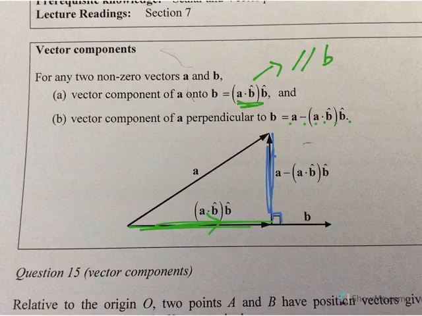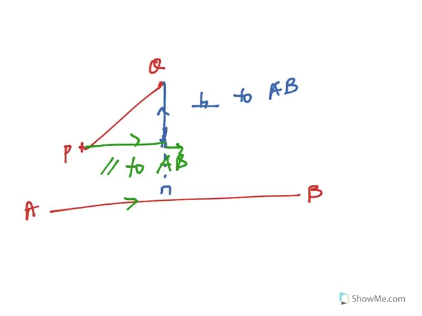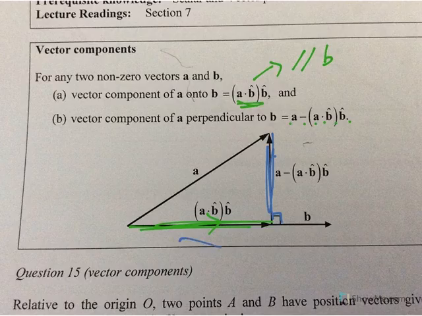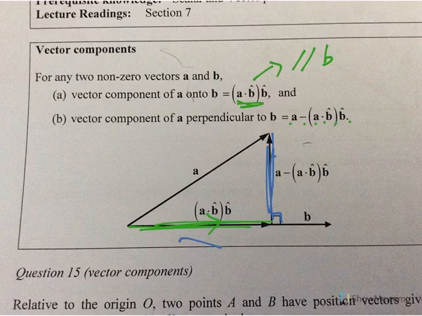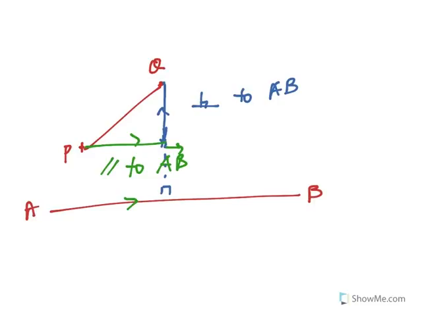So what we're actually going to do is use this formula for our question. The green vector over here is parallel to AB, and the blue vector is perpendicular to AB. We're going to use this formula, A dot B hat, to find the parallel component of PQ onto AB. So for PQ, what's the component of PQ?